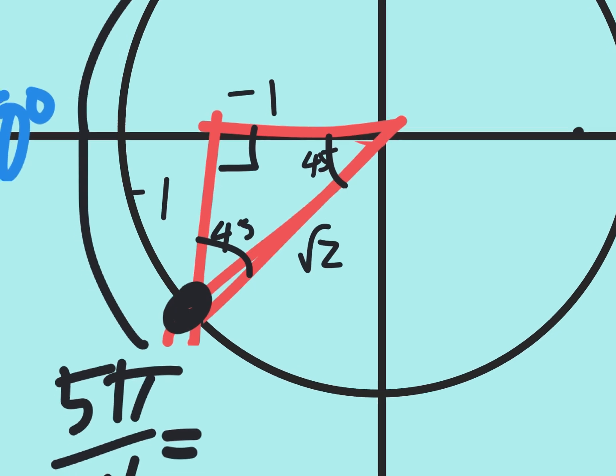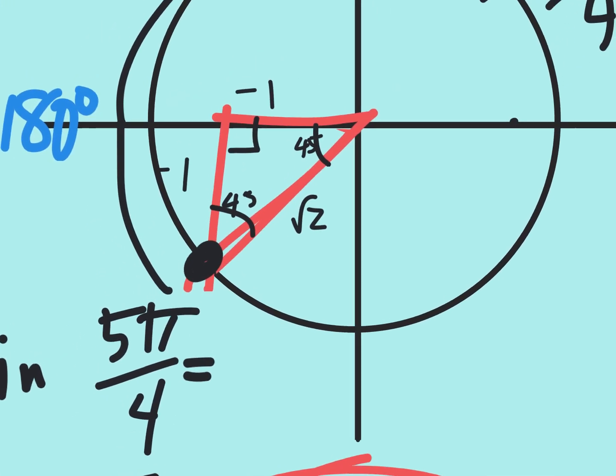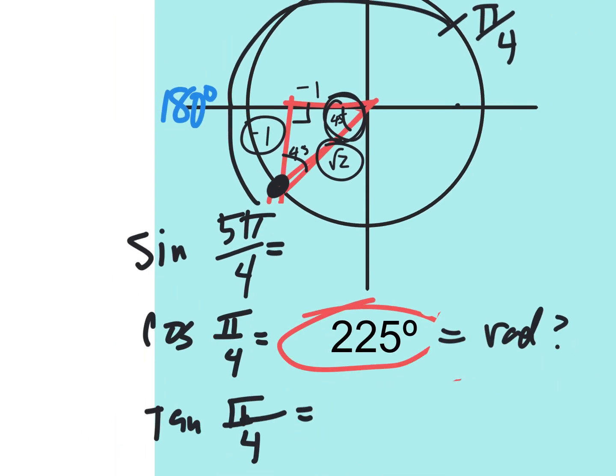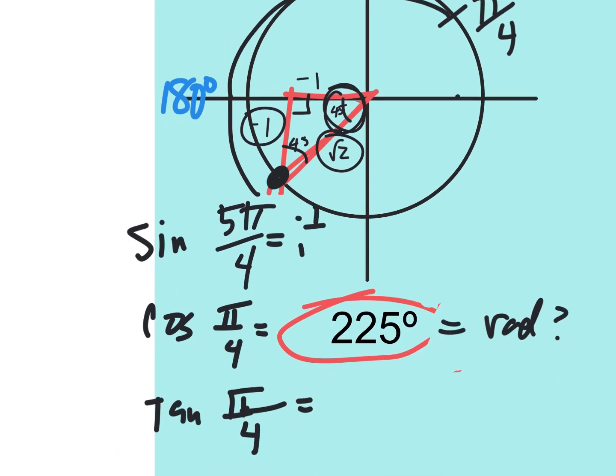Okay, so sine is opposite over hypotenuse. So from this one's perspective, negative 1 over root 2. And what did you say? I'm not saying you were wrong. Negative root 2 over 2. Negative root 2 over 2 is the same thing, yes.